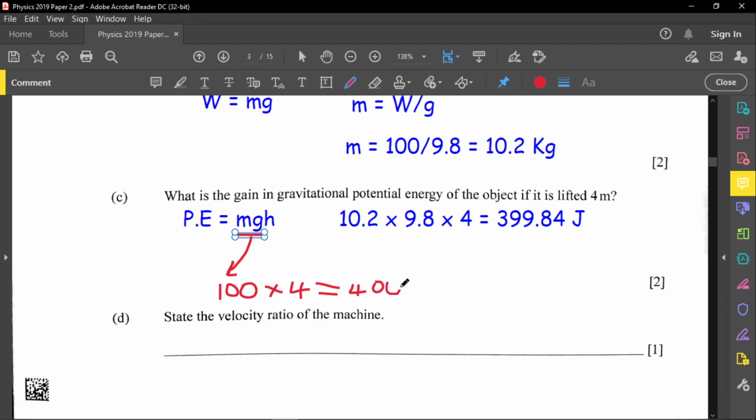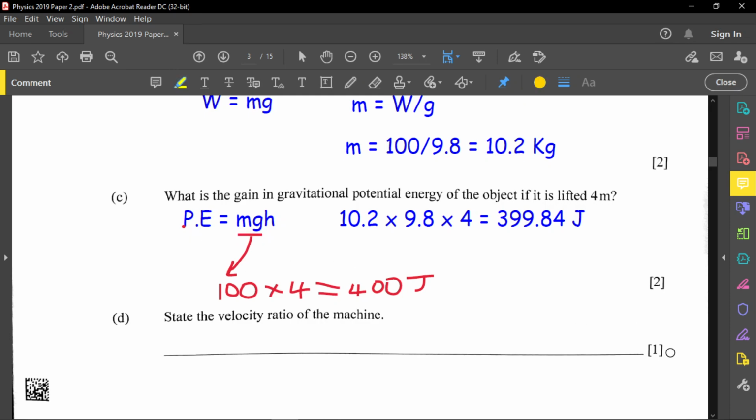Okay, 400 joules. Now, what's the difference between the 400 joules and the 399.84? This was calculated from the calculated mass, and because we round off to two decimal places, that's why this is not exactly 400. But I just want to show you this cool way to find energy as well. The force or the weight times the height is the same thing as saying mgh, because mass times gravity is the same thing as weight. There's nothing to it really, just to help you out a little bit.